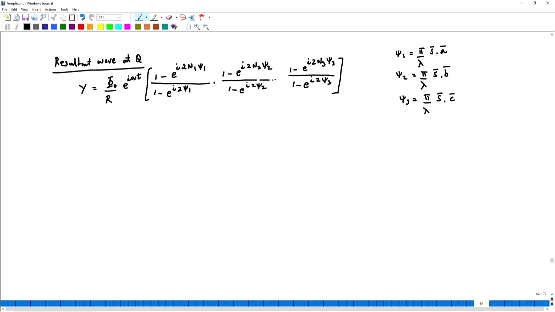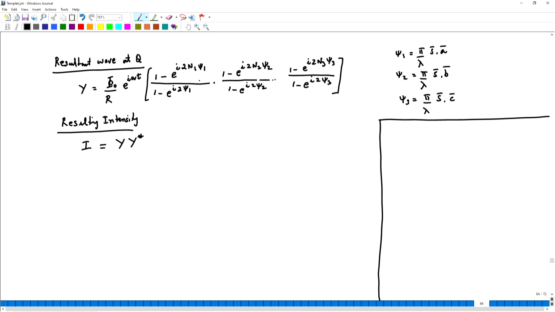Now, what would be the resulting intensity? The resulting intensity, let me call that I, would be nothing but take the amplitude psi multiplied by its complex conjugate psi star. Now, what would be the complex conjugate? So, let me just make a brief digression here.